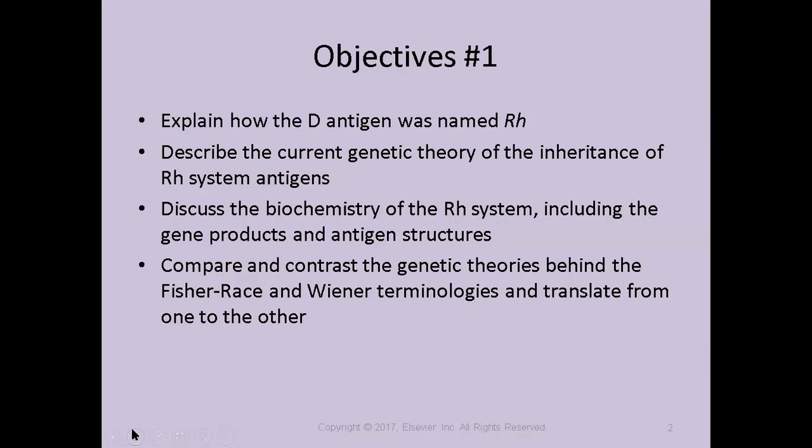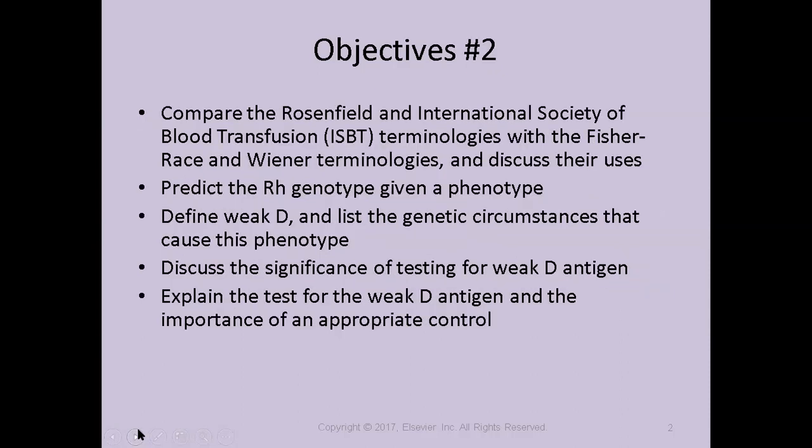So we're going to explain how the D antigen was named RH. We will describe the current genetic theory of the inheritance of RH system antigens. We will also discuss the biochemistry of the RH system, including the gene products and antigen structures. And we will compare and contrast genetic theories behind Fisher race, Wiener terminologies, and translate them from one to the other. We will also compare the Rosenfield and International Society of Blood Transfusion ISBT terminologies with the Fisher race and Wiener terminologies and discuss their uses.